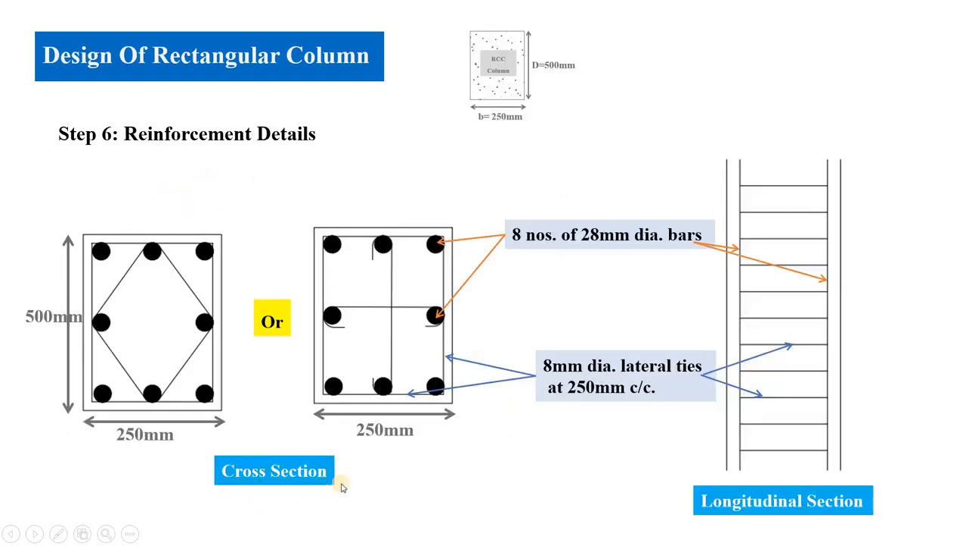This is a cross section of the column and this is a longitudinal section of the column. We got 8 numbers of 28 mm diameter bars as longitudinal bars. So we will provide 28 mm diameter bars at all the corners of the column, and at the middle also we will provide one bar. Next is 8 mm dia lateral ties at 250 mm center to center. In cross section, this outer bar is called a lateral tie. In longitudinal section, the horizontal lines are called lateral ties and these vertical lines, outer bars, are called the main bars of 28 mm diameter. And these middle bars are supporting bars which are provided to hold the main bar.